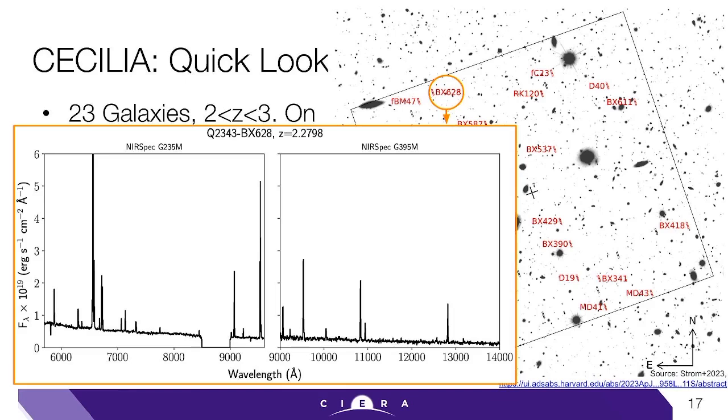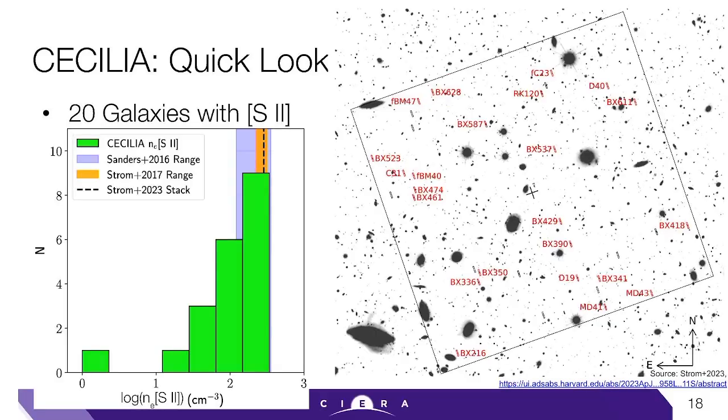This is a galaxy at redshift 2.3. This looks like a redshift 0 star-forming galaxy. Like, we have all of the strong lines we'd want. We have the near-infrared sulfur-3 lines, the Paschen sequence at high signal-to-noise, and, if you squint closely, temperature-sensitive auroral lines. 20 galaxies in the sample have the sulfur-2 strong lines. This is a density-sensitive doublet, and so we can directly calculate the electron density in the ISM at cosmic noon.